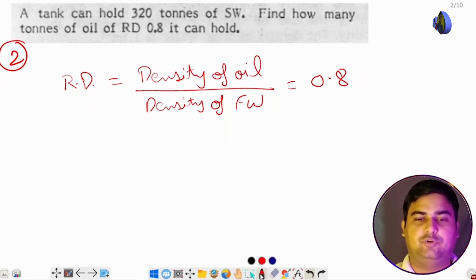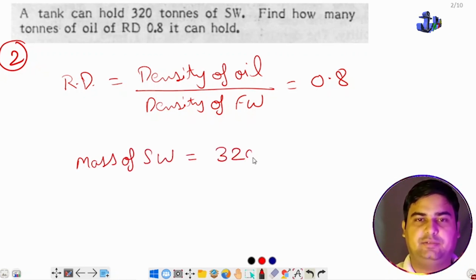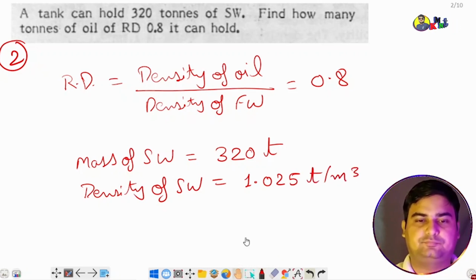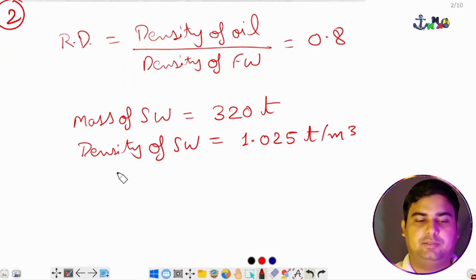Relative density does not have any unit. And whatever is given, we will write that first. It is given that a tank can hold 320 tons of seawater. So mass of seawater is given, 320 tons. Next is the density of seawater. We know that, that is 1.025 tons per meter cube. And volume of tank we can find out.